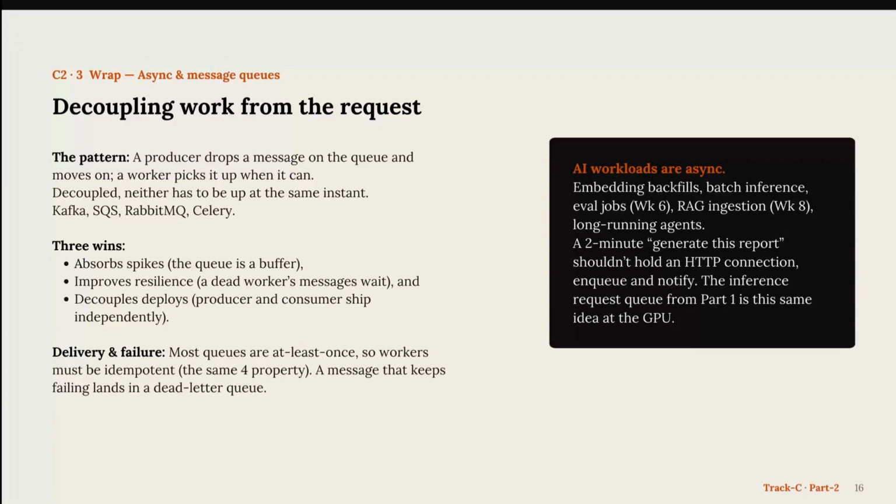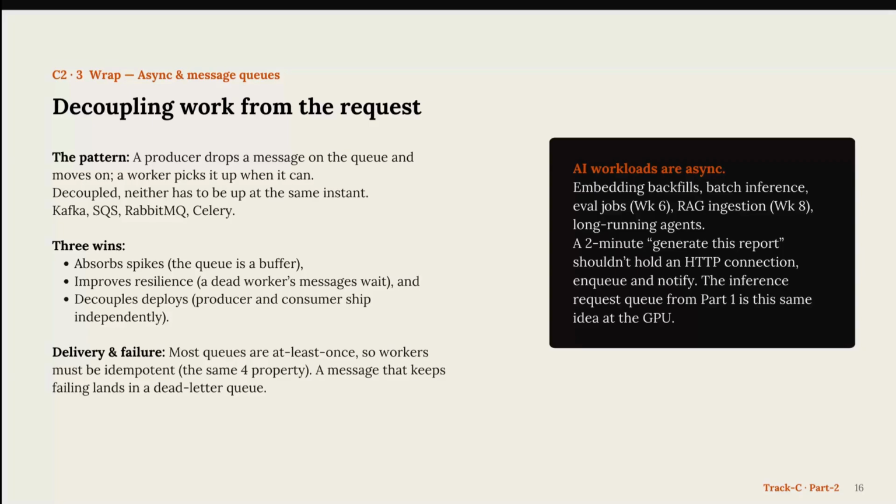And most of the AI workloads these days are asynchronous in nature, because whenever you send a request, it doesn't go directly to the GPU for the LLM to be processed. Rather, requests are batched together and sent to the GPU so that high GPU utilization happens. Embedding backfills, batch inference, eval jobs, RAG ingestion, and long-running agents are all AI workloads.